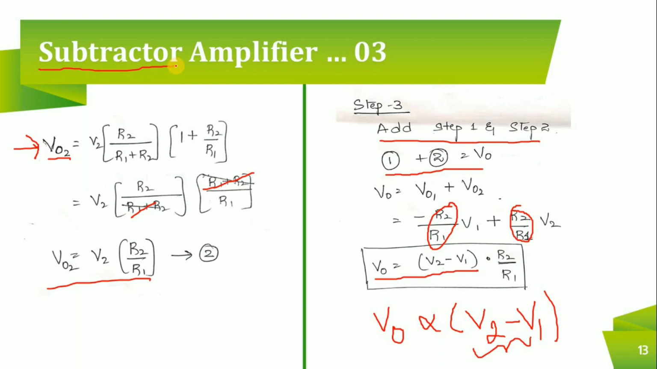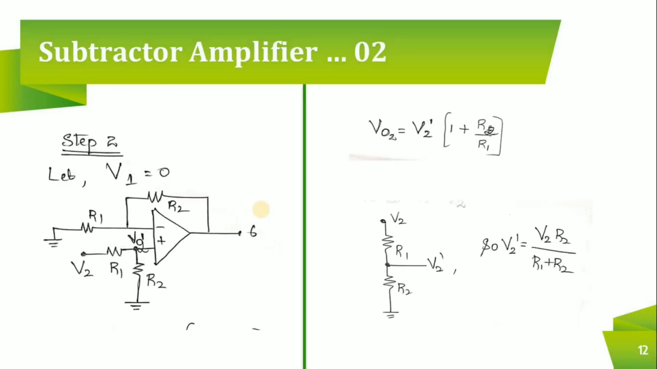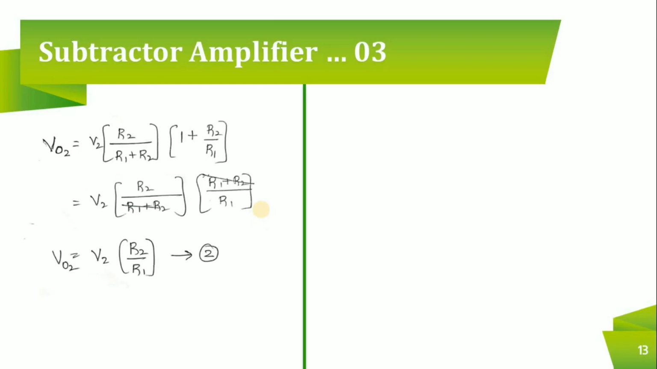Okay, hope the steps are clear. The three steps are: in the first step, we make V2 equal to 0, apply only V1, and calculate the output. In the second step, you apply V2 and make V1 equal to 0 and calculate the output. In the third step, you add up the outputs to get the actual output V0. This is the procedure to calculate V0 in your subtractor amplifier.